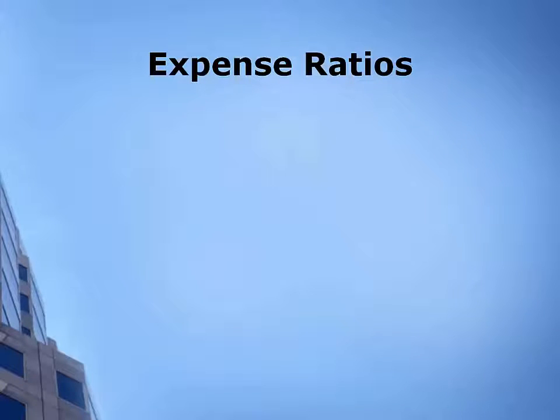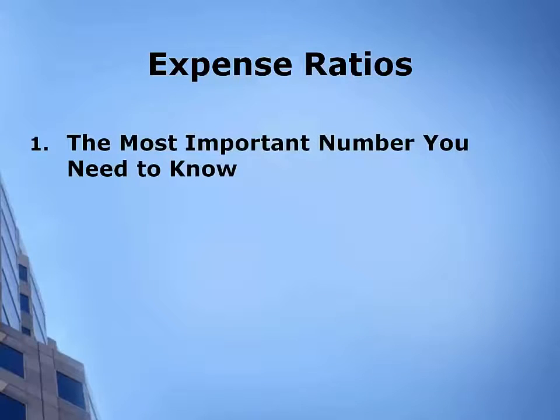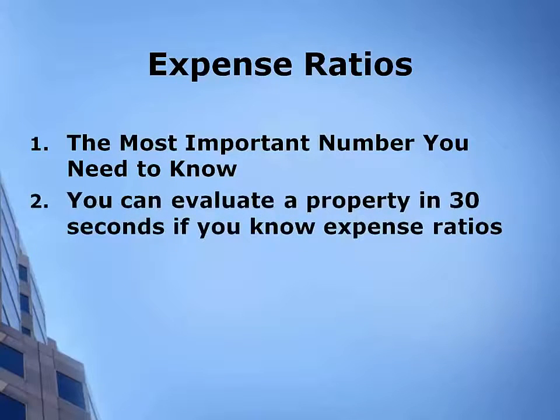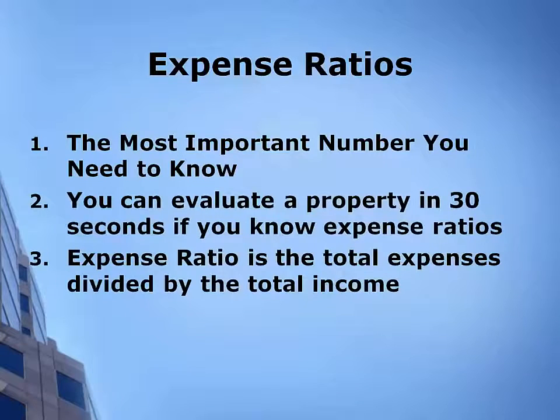Now, I am giving you a very light course here on expense ratios. If we were all CPAs, we would break this down even further. But I have found that just using these rules of thumb has worked perfectly, and I recommend you do the same. So the first thing you're going to do when you get an income and expense statement is look at the expense ratio. Let's understand exactly what it is, because you can evaluate a property in 30 seconds if you know the expense ratios. The expense ratio is the total expenses divided by the total income. That's your ratio. That's all you got to do.